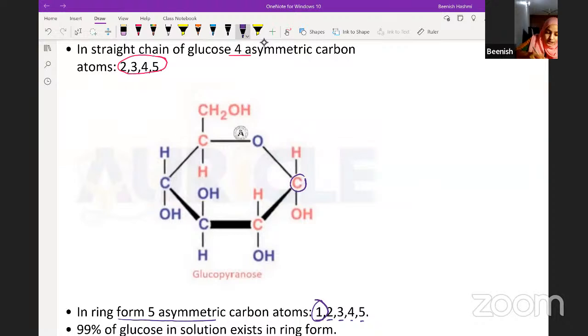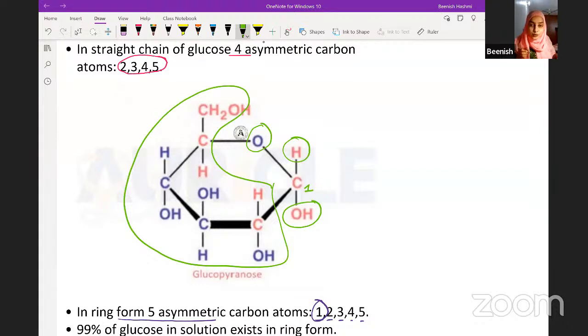Okay. So it has one group. This is one group. This is the second group. I'll change the color of the pen. Okay. So this is your carbon 1. This is one group. This is the second group. This is the third group. And this is the fourth group. So you can see 4 different groups are attached to this carbon here.